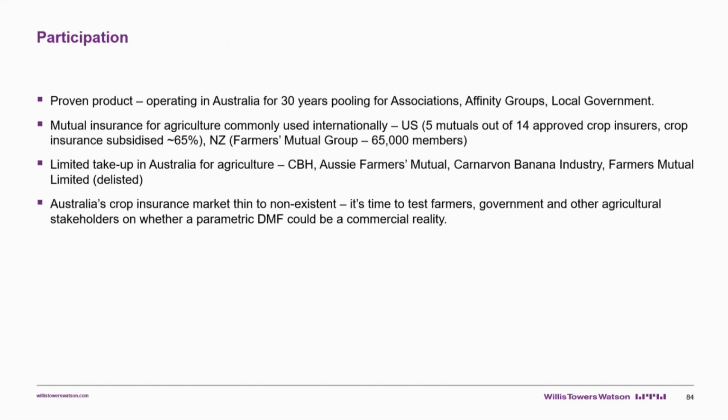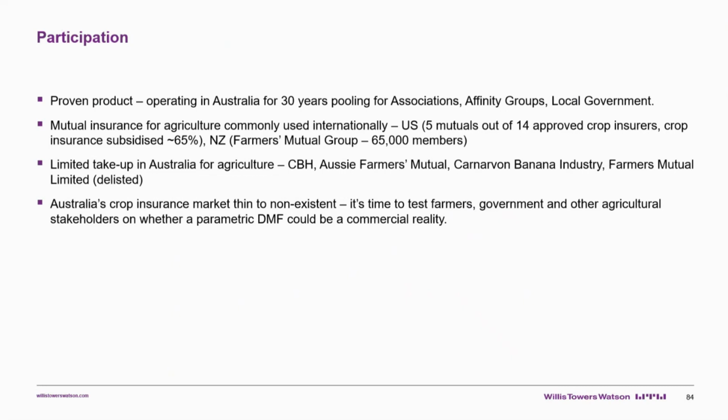Local governments use it all over Australia, more than 30 years now, actually. Overseas, a very common form of insurance. In America, 5 mutuals out of 14 approved. So out of the 14 approved crop insurers, 5 are mutuals, and the good thing is they get 65% subsidised crop insurance. That makes it very appealing for them. But mutuals are a big proportion over there. In New Zealand, of course, there's the Farmers Mutual Group, which has got 65,000 members, and that's a mutual. Same concept, really large, but New Zealand's always been strong on mutuals and cooperatives.